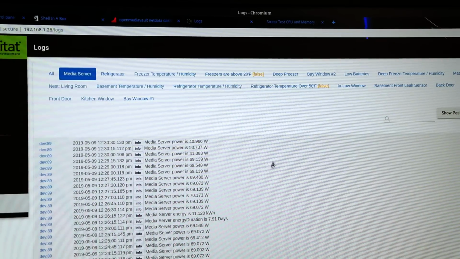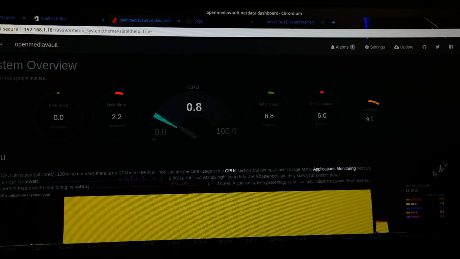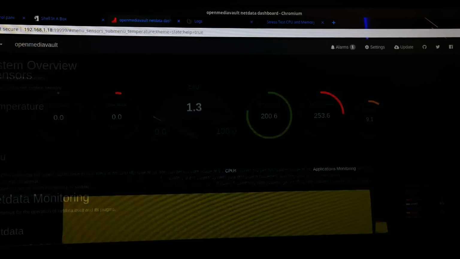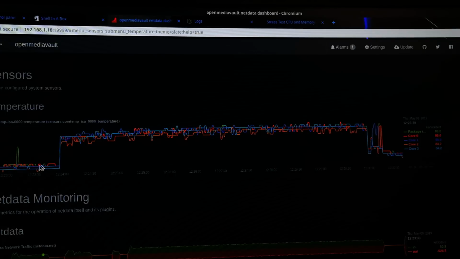So just for the heck of it, let's take a quick look at the temperature of the CPU. So we started out at 87 degrees Fahrenheit and we topped out around 113 degrees Fahrenheit. That's it.